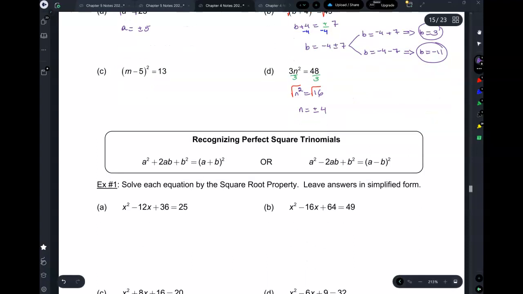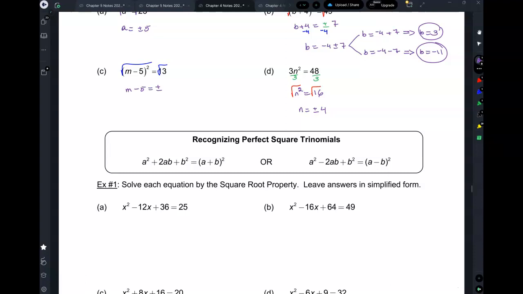Okay, let's do this one. What am I going to do first? Take a square root. So m minus 5 equals plus or minus root 13. Can you simplify root 13? No. So it's just root 13. Now what do I do? Add 5, add 5. So I get m is 5 plus or minus root 13. Now you still have two solutions. One is 5 plus root 13. But can you simplify that further? No. So you just leave it like that.